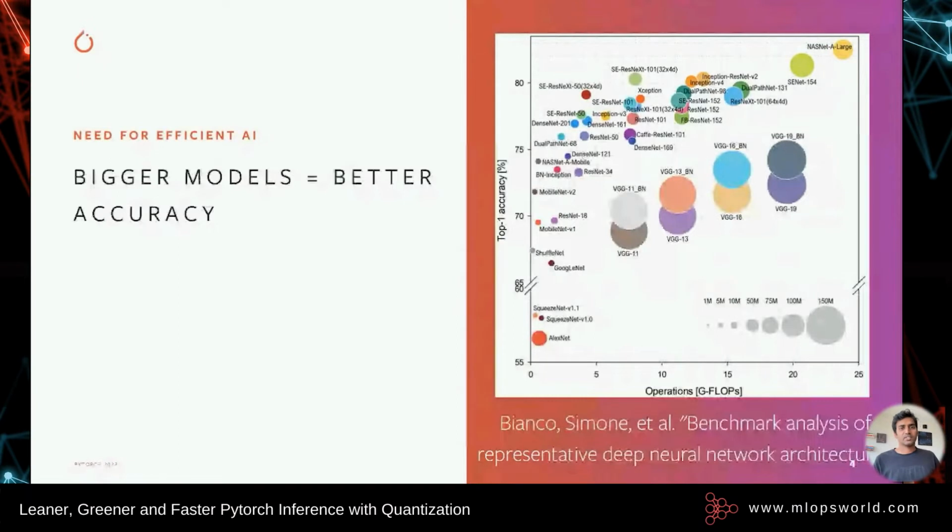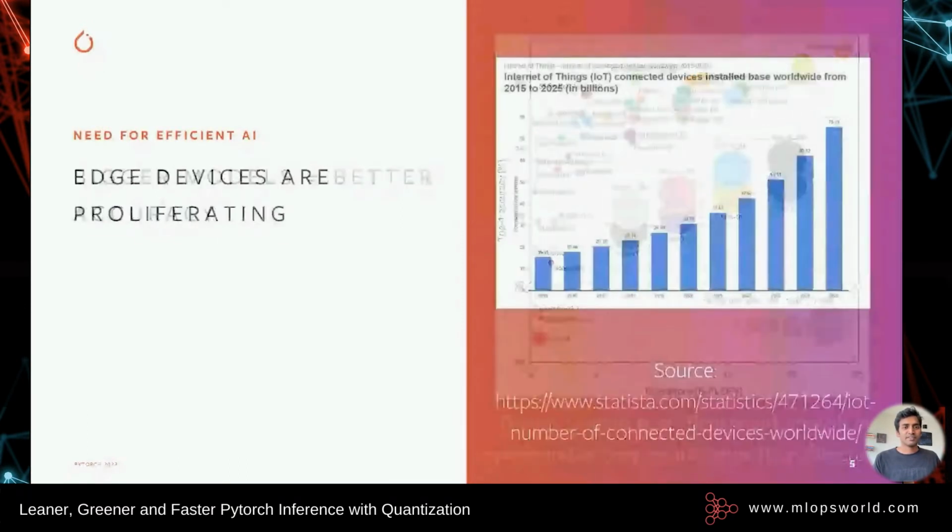So the simple truth is that the bigger your model, the better the accuracy. You just have to look at GPT-2 or CLIP or even DALL-E to see what amazing results come, but at the cost of a lot more parameters. So the bigger the model, the more compute it requires, the more memory it requires to store all those parameters. And of course, that means a lot more power that it consumes.